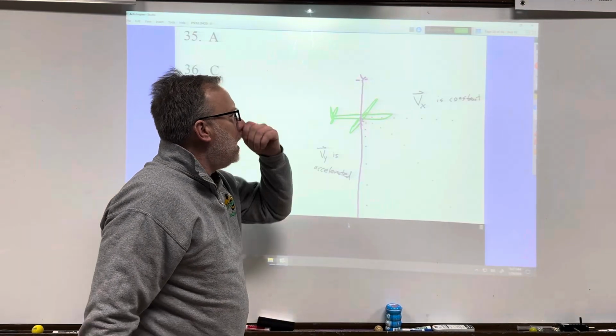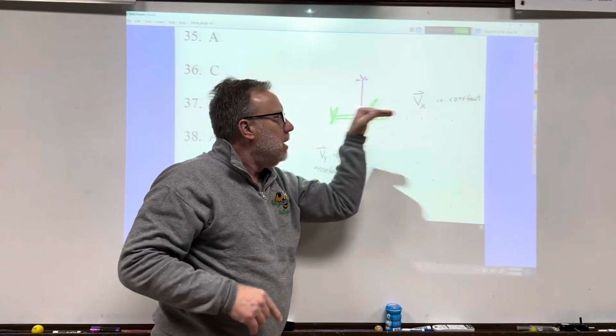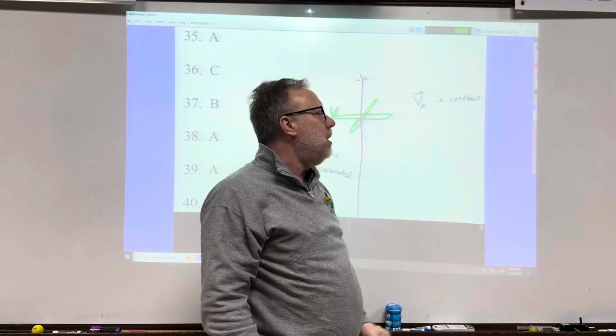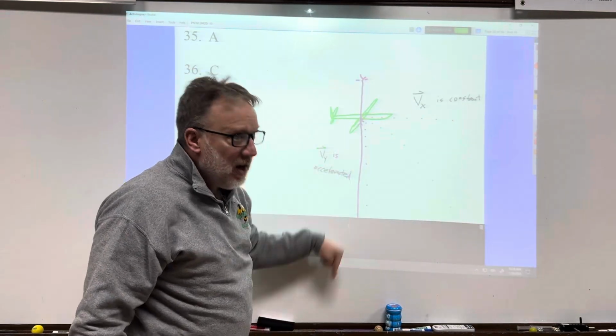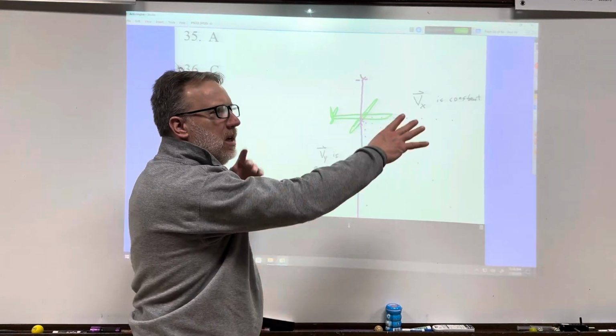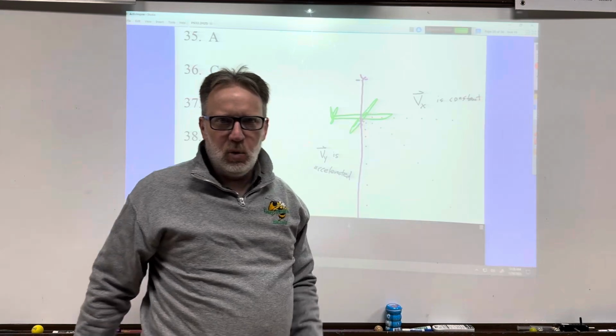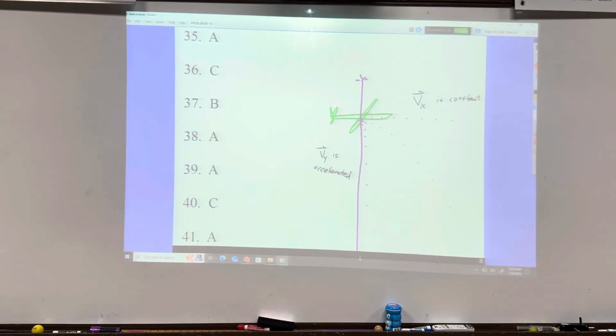So the reason why is because the velocity in the X direction is constant. It stays what it is. The velocity in the Y direction is getting faster and faster and faster. It's accelerating. And those two motions are independent of one another. One doesn't affect the other. So the answer is A. You have constant horizontal velocity and vertical acceleration.